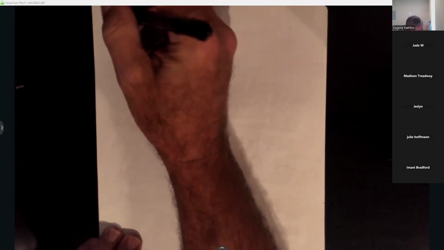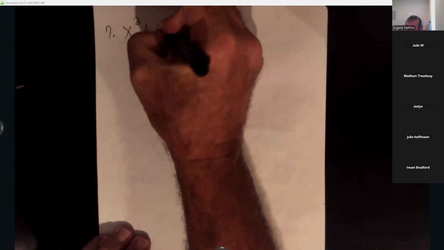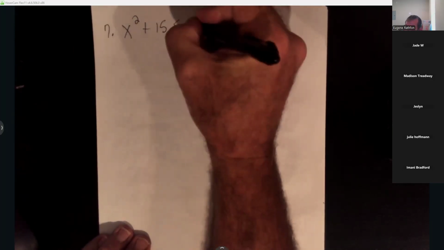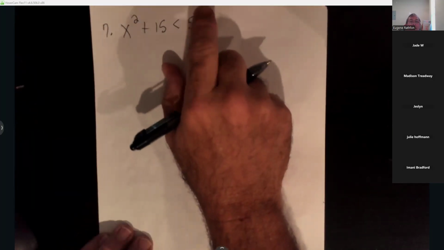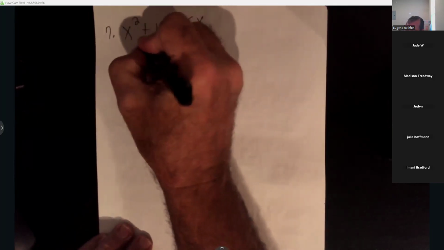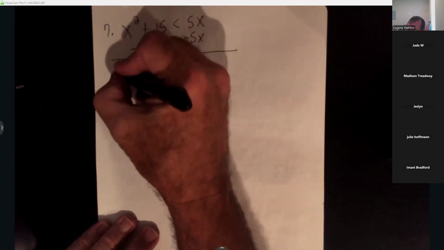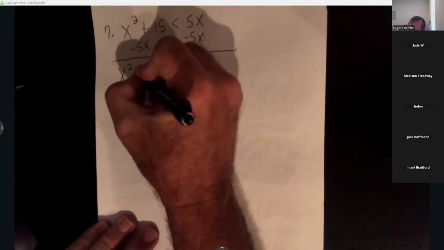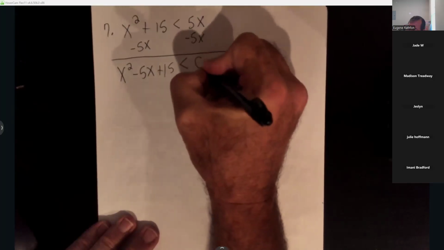All righty. So number 7, x squared plus 15 is less than 5x. All right, so this side needs to be a 0, so I would actually subtract 5x from both sides. And I'm going to put the 5x in the middle because these are not like terms. So I would put my x squared minus my 5x plus my 15, all less than 0.